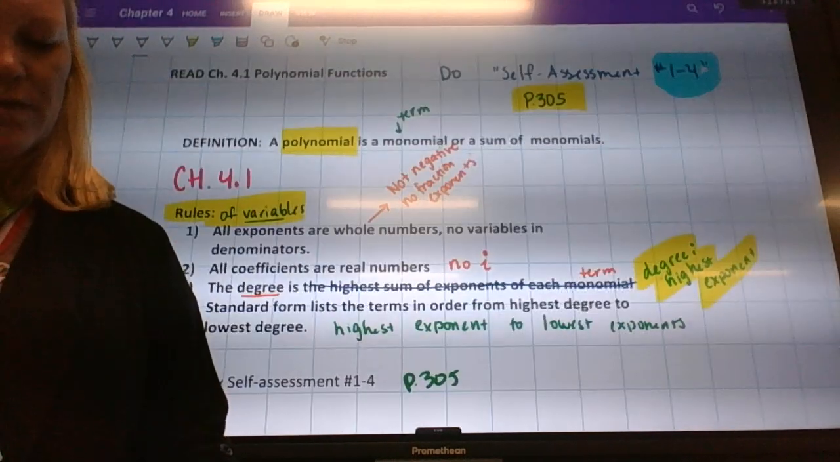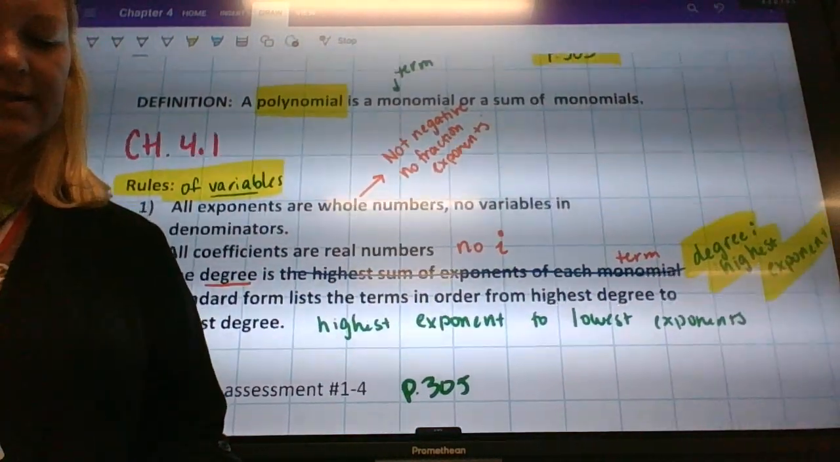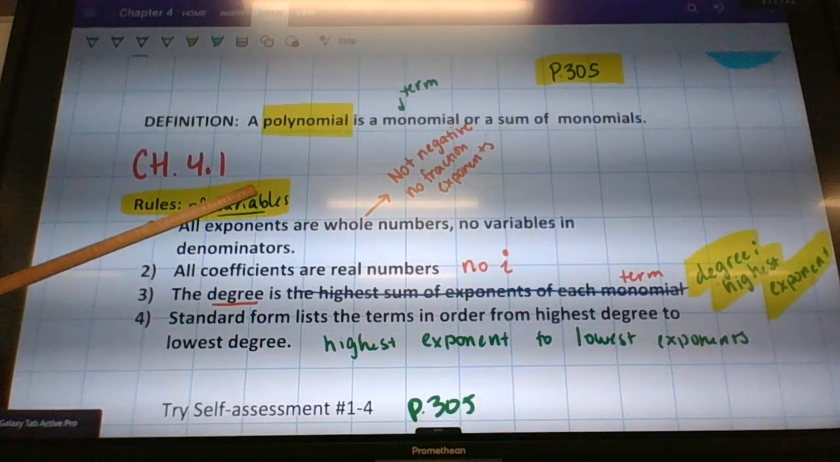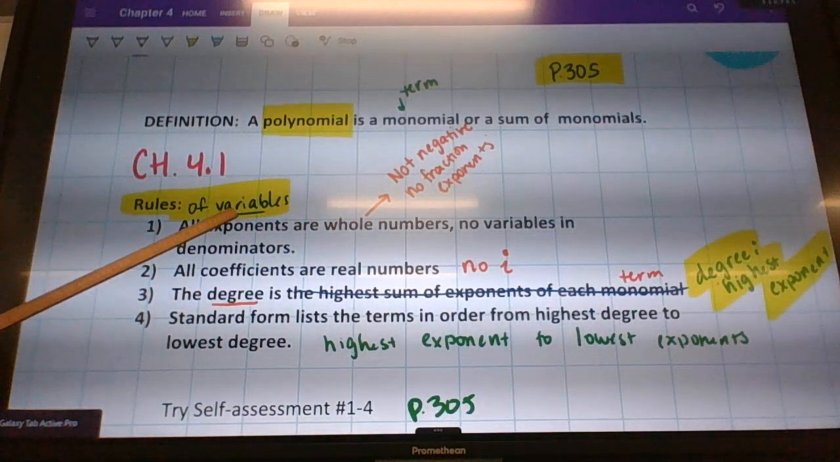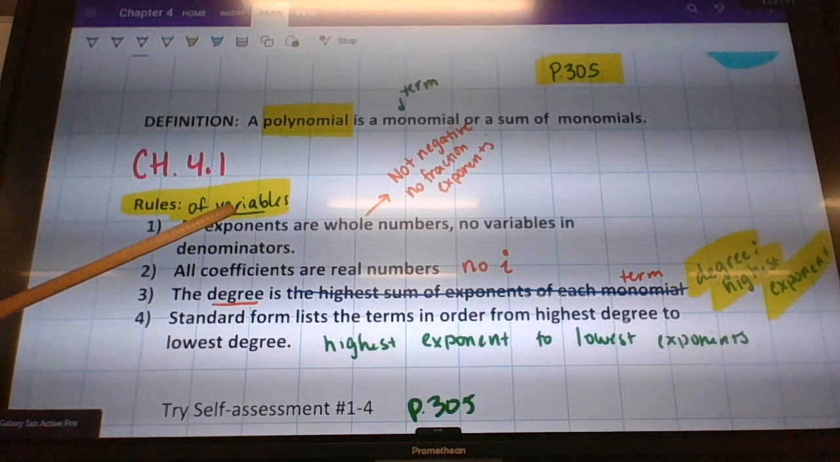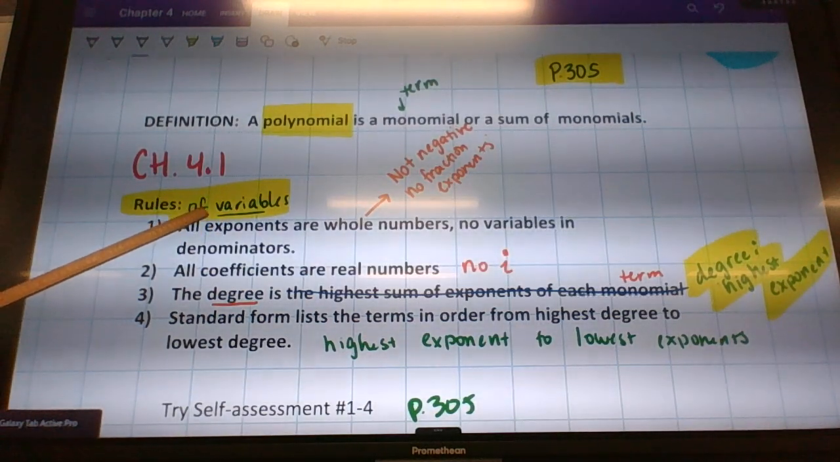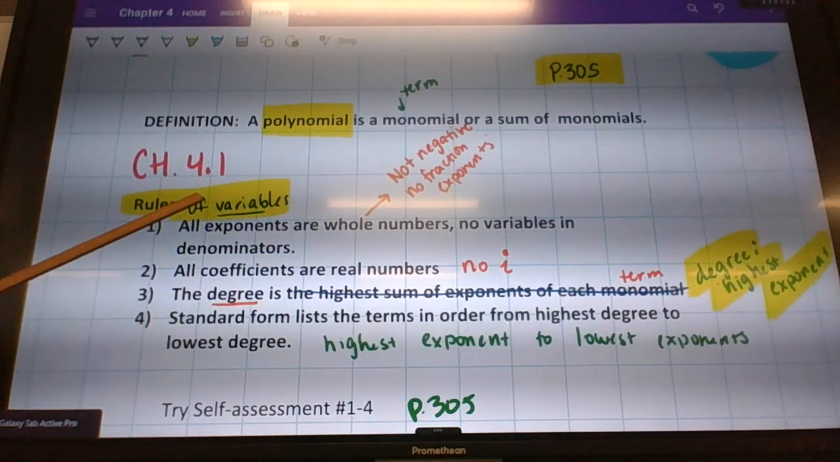It's up to you if you want to write this up. I will kind of sum it up for you. These are the rules for the variables and polynomials. So your first 6 questions say, is this a polynomial? And you're supposed to answer yes or no.